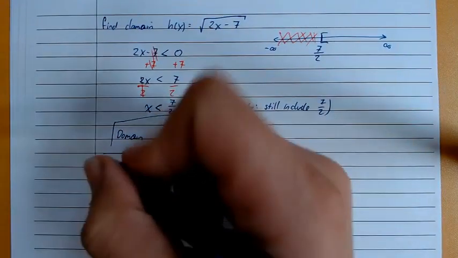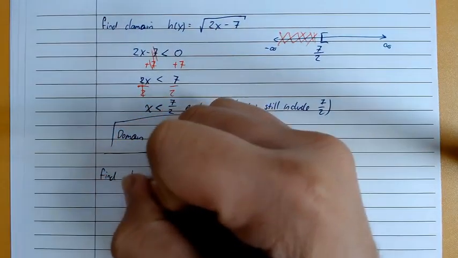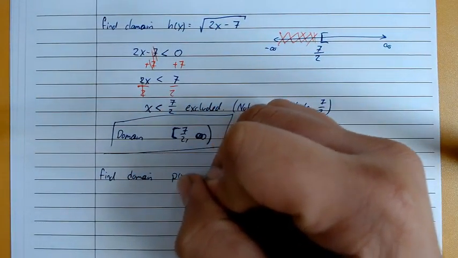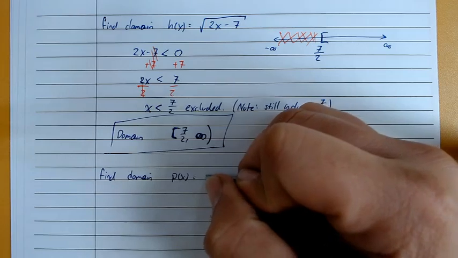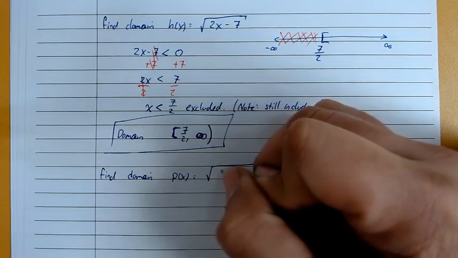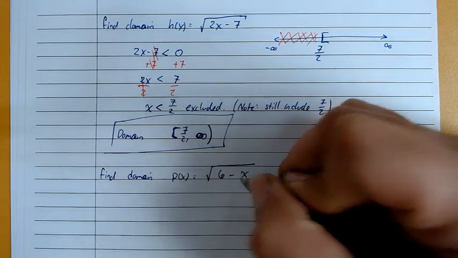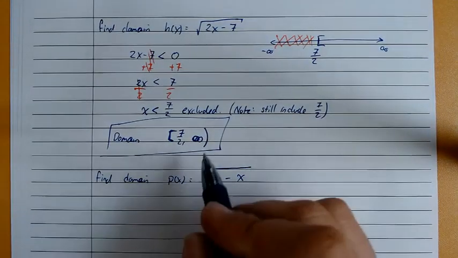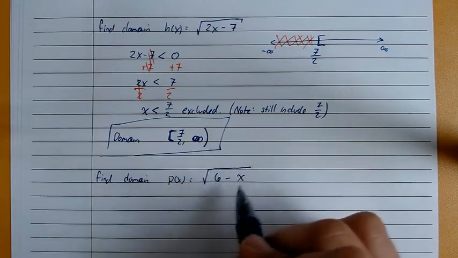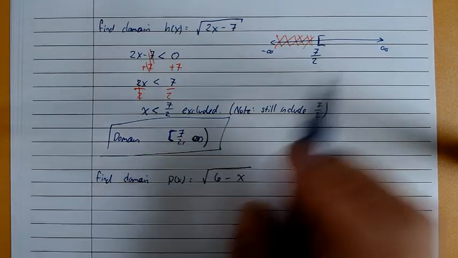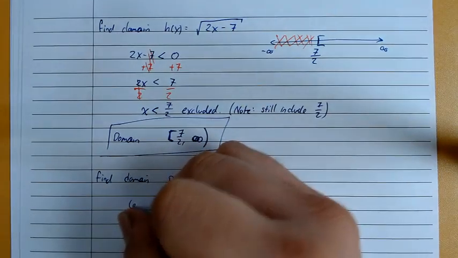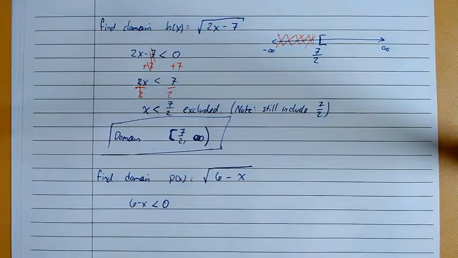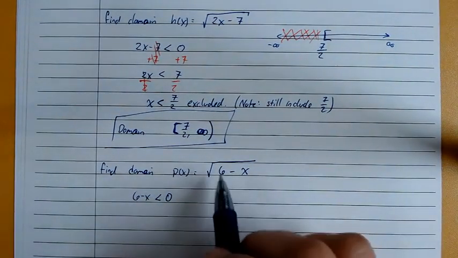Okay, let's see that again. Let's find the domain of, let's say, p of x is equal to the square root of, let's say, 6 minus x. Okay, same thing. We want to find what makes this negative. That's what we're going to throw away. Everything else is our domain. So 6 minus x is less than 0. Let's figure out where that is. We're trying to find where it's negative. That way we can throw it away.